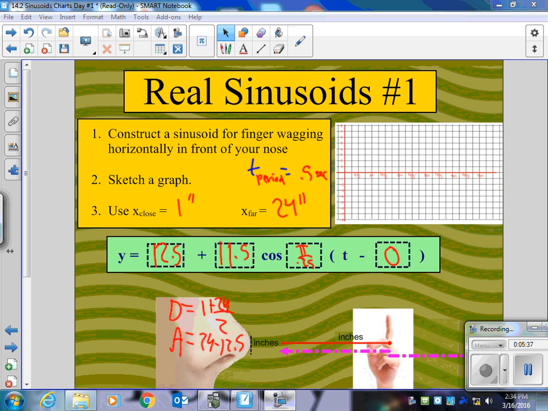So just to finish this example off, we found A or D by taking the average of 1 and 24, which is 12.5. Took the high minus the middle, 24 minus 12.5 to get 11.5. Period was 0.5 seconds, so we took pi over 0.5 to get pi over 0.25, and we chose C to be 0. And there's your sinusoid of your finger moving back and forth toward your nose.